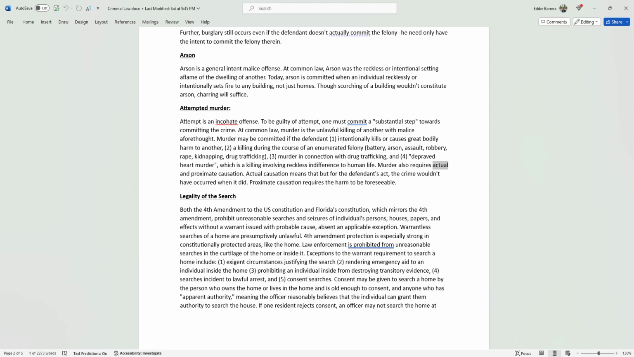Murder also requires actual and proximate causation. Actual causation means that but for the defendant's act, the crime wouldn't have occurred when it did. Proximate causation requires the harm to be foreseeable.